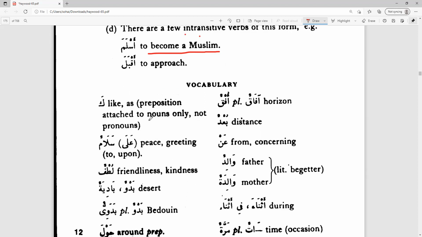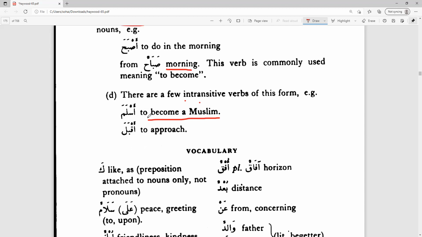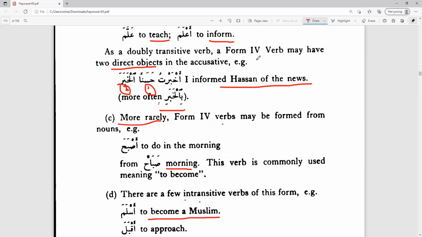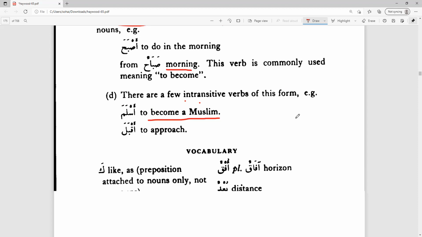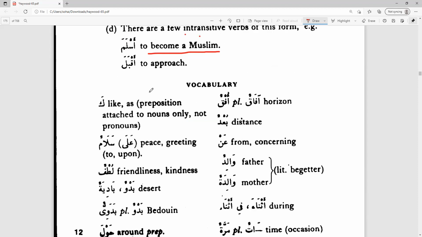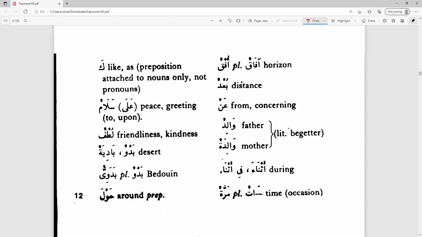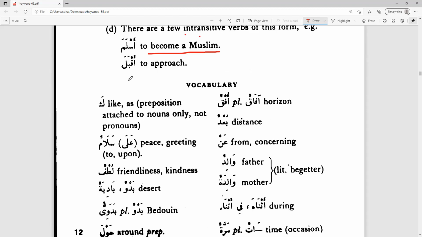Most verbs will have form 2, form 3, form 4. So these are common forms. Most verbs will have them, but sometimes some verbs will have certain forms and not other forms. And the way you find out is through the dictionary. As you get more and more familiar with the language, you will learn that through experience, basically. Does it make sense? Yes, sir.